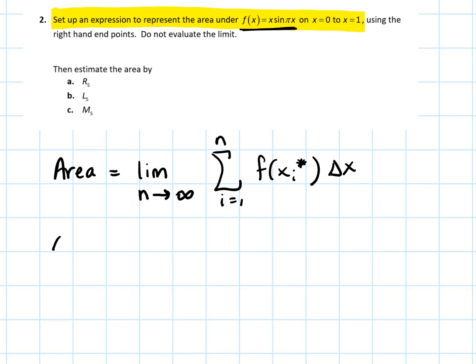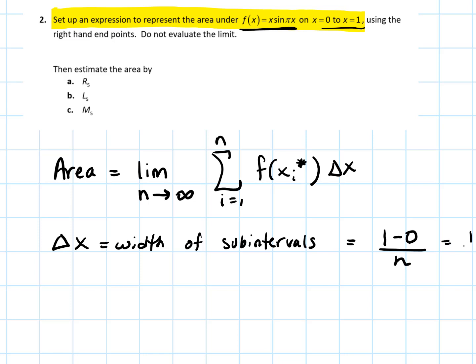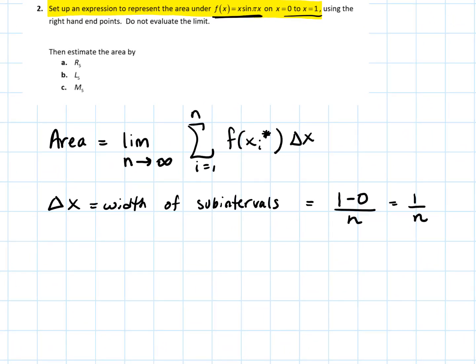So let's start with delta x, remembering that delta x equals the width of our subintervals. So if delta x is the width of our subintervals and we need n subintervals and our interval is from 0 to 1, we're going to have 1 minus 0 divided by n. So whatever n is, the width of my subintervals is going to be 1 over n. So for instance, if n was 4, then I would take my interval from 0, which is my a value, to 1, so from a to b, I would divide that up into subintervals of length 1 over 4, but it's 1 over n.